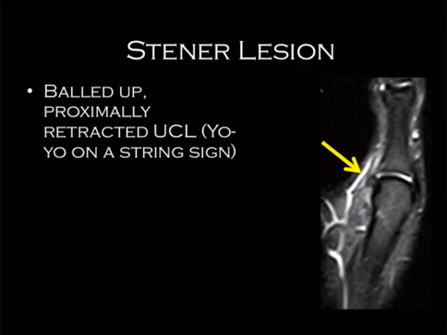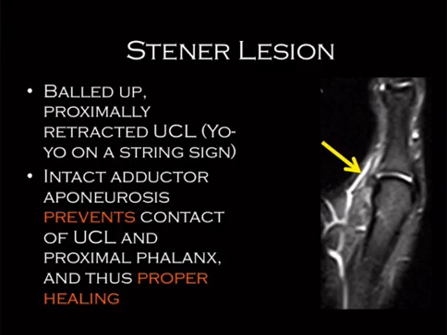Well, if you get something pinned, this UCL is lifted up underneath this aponeurosis. It can't contact with the bone, so it can't heal, and they have to actually go in there and intervene, so that changes management. And anytime something changes management, it suddenly becomes testable. Stener lesion.